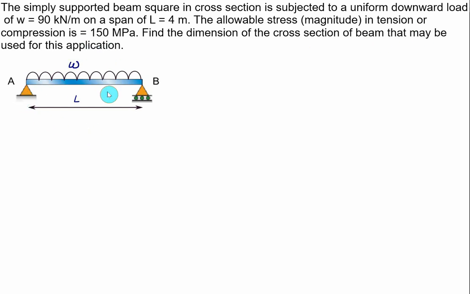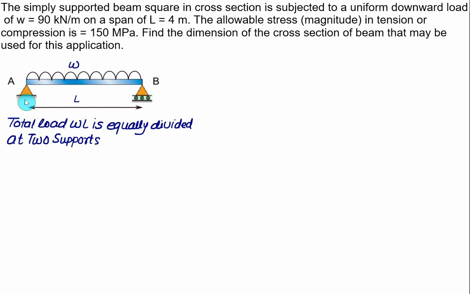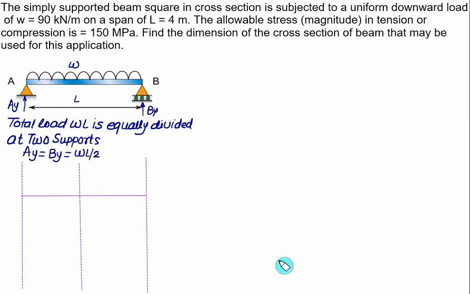So we have a simply supported beam here and we have total load equal to W into L. So this total load will be equally divided into the two supports and we have equal reactions at A and B. So in this case the reaction at point A, AY, is the same as the reaction at point B, which means the roller support, and is equal to WL by 2. So first we find out the maximum bending moment.